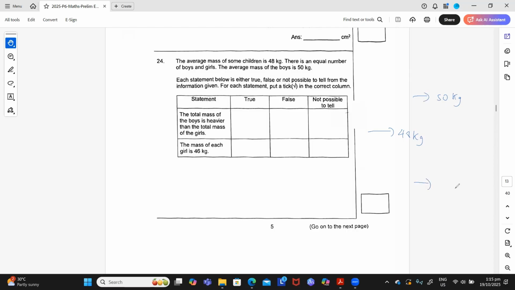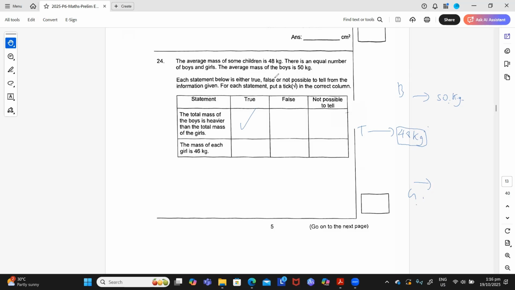So then there's the average for the girls, right? So this is the boys, this is the girls, and this is the total, right? So if the average of the boys is 50 kg, when they mix with the girls, the final average of everyone is 48 kg. It means if you look at it from the boys' point of view, they dropped. They dropped because they are paired with girls who are definitely lighter in weight on average. So total mass of the boys is heavier than total mass of the girls. Yes, we can safely conclude that that is true.